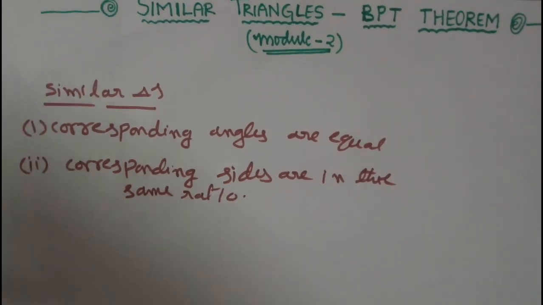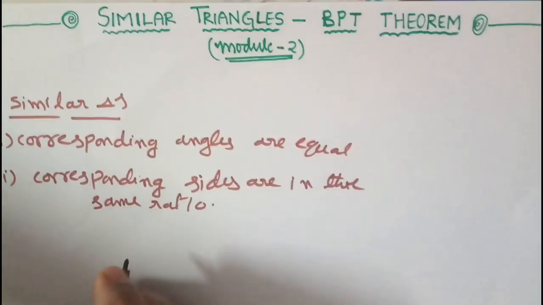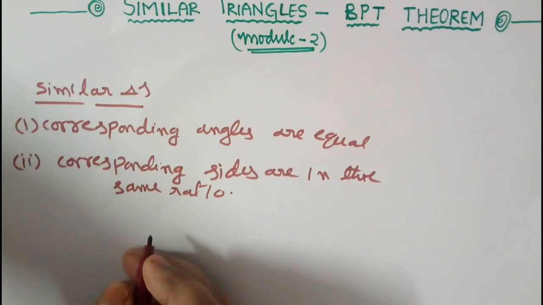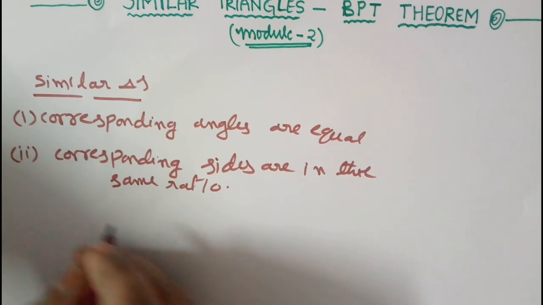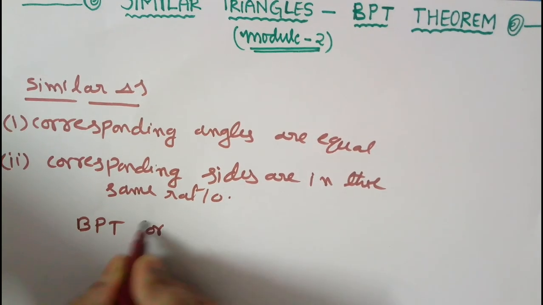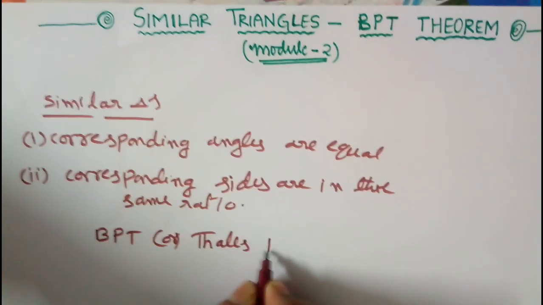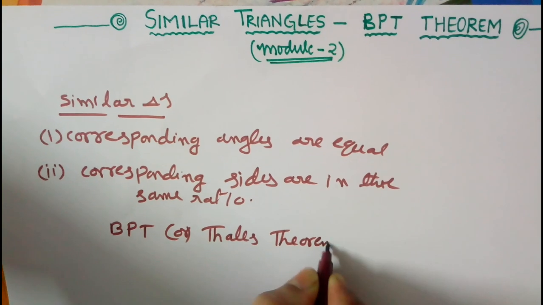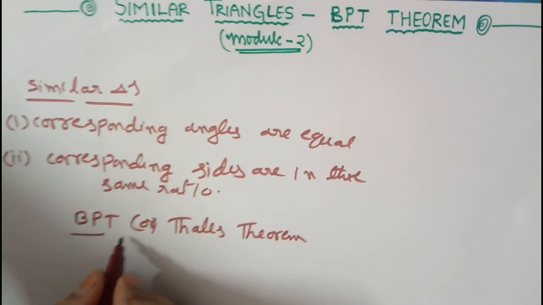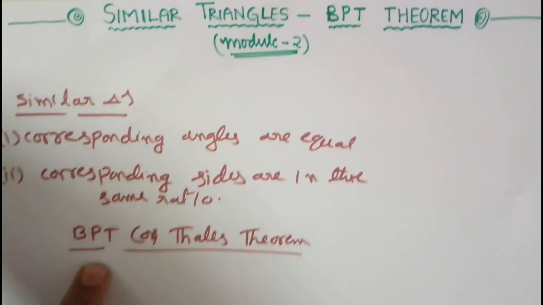Today we are going to discuss a basic proportional theorem. This basic proportional theorem is also called Thales theorem because it was introduced by the mathematician Thales. BPT theorem or Thales theorem. BPT, basic proportionality theorem. In short form we write BPT. What is the BPT? Basic proportionality theorem.